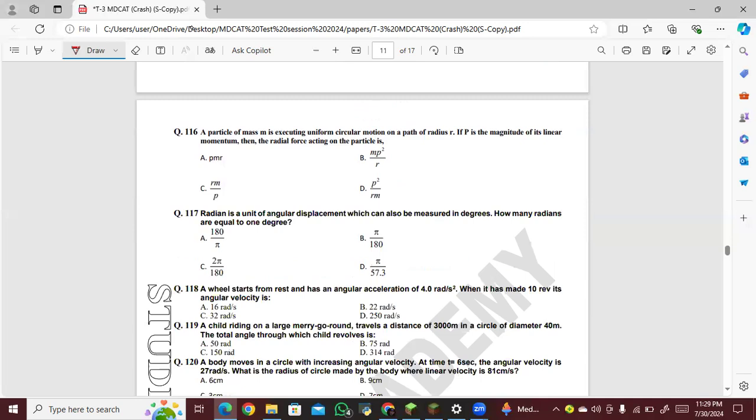A particle of mass m is executing circular motion of path radius r. The magnitude of linear momentum, then radial force acting, or radial force means which acts along the radius, that is centripetal force. So it is mv square upon r. If we multiply and divide by mass, then it becomes m square v square upon mr or rm. mv is the momentum, so it becomes p square, momentum square, divided by rm or mr. P square by rm. Option is B.